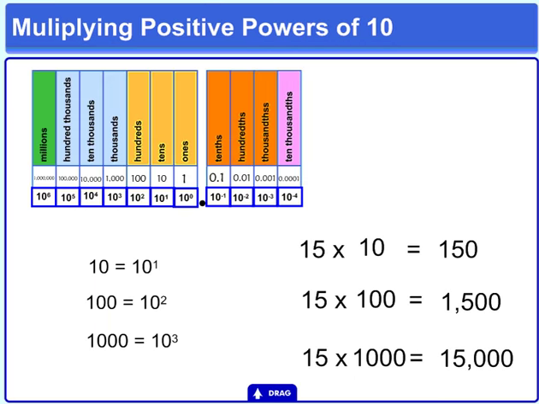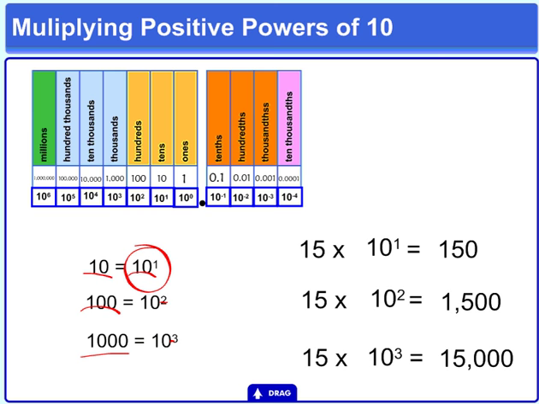So when we are multiplying by 10, 100, and 1,000, we're actually moving our number that many times larger on the place value chart. So if we look at our powers of 10 equivalents, we have that 10 is equivalent to 10 to the first power, 100 is equivalent to 10 to the power of 2, and 1,000 is equivalent to 10 to the power of 3. If we put our equivalent powers of 10 in, we will see that 15 times 10 is the same as 15 times 10 to the power of 1. The same thing with 15 times 100 is exactly the same as 15 times 10 to the power of 2. And 15 times 1,000 is the same as 15 times 10 to the power of 3.